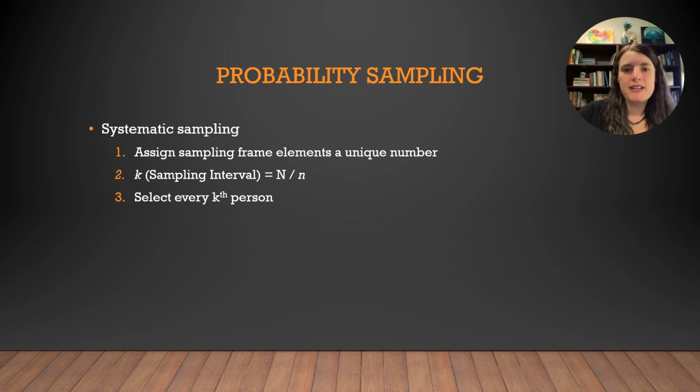Systematic sampling works very similarly, starting with a sample where every element is given a unique number. But instead of randomly picking numbers, systematic sampling uses a selection process where you pick every kth person. K stands for the sampling interval, and it can be any number. The way to calculate K is to take the total number of people in your population and divide by the sample size that you want to create.